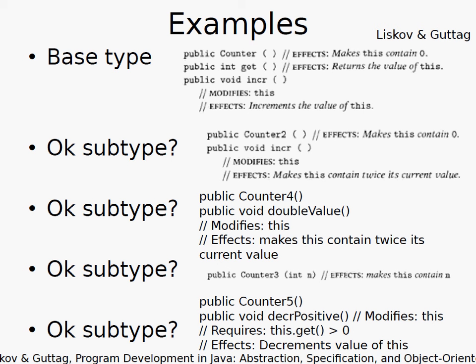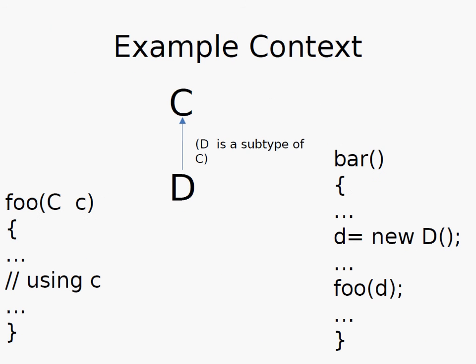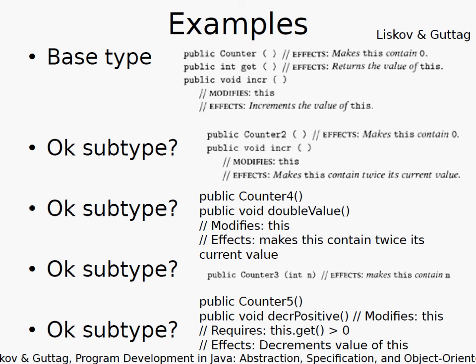Let's try to go through an example of this. First of all, if someone created a counter 3 somewhere off in the program, and they passed it in to foo as if it were a counter, this is counter 3. Could foo be rudely surprised?